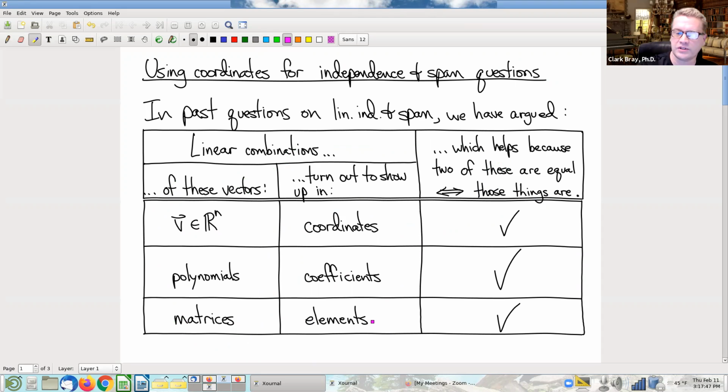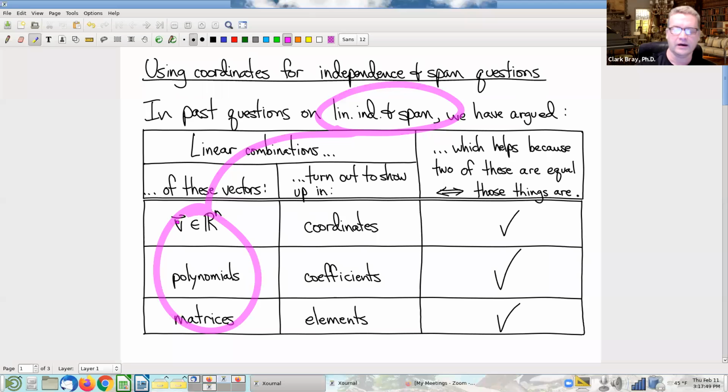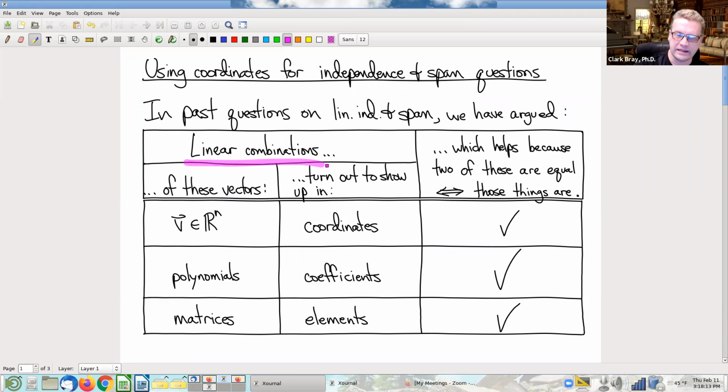Okay, so punchline then, we can turn a question about linear independence and span of these kinds of vectors in different contexts into, in fact, what ends up being systems of equations, right? By equating all the coordinates, we get a system of equations. By equating all the coefficients of the resulting polynomial, we get a system of equations, and likewise for elements of matrices. So the facts that linear combinations of these kinds of vectors show up in coordinates in some sense, different in every context, allow us to turn hard questions into systems of equations, which of course we know how to do.